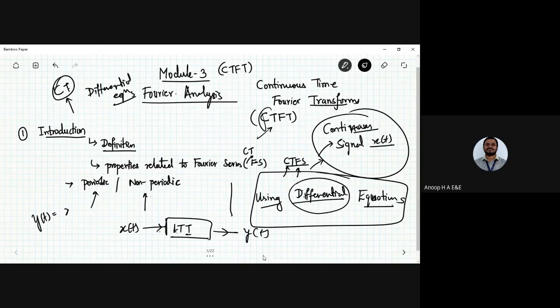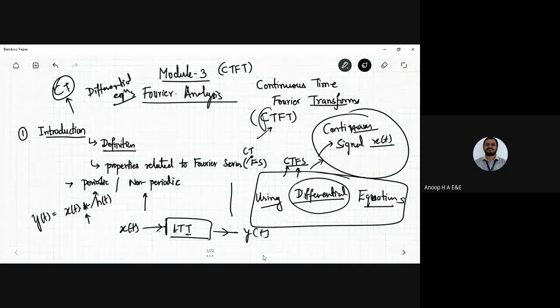We had y of t, the input x of t, and the convolution operator. This star mark refers to the convolution operator, which was used to convolve with h of t. Convolution is a mathematical operator; we convolve two signals in order to get the required output, that is y of t. So what is h of t?